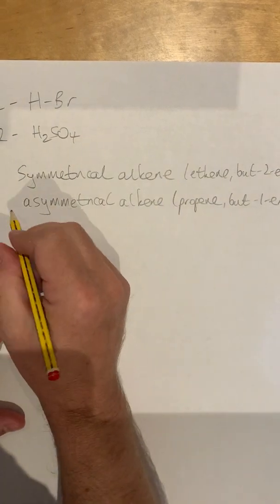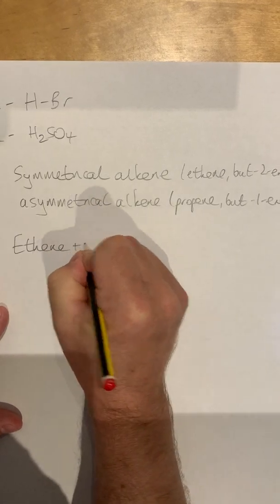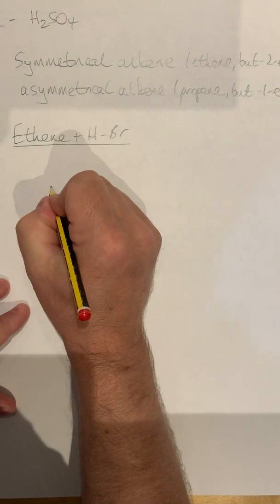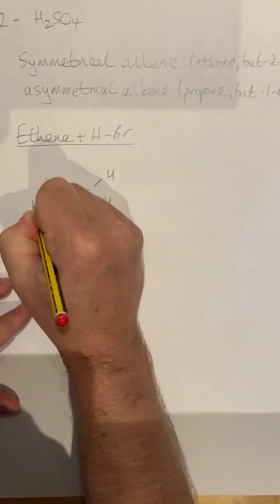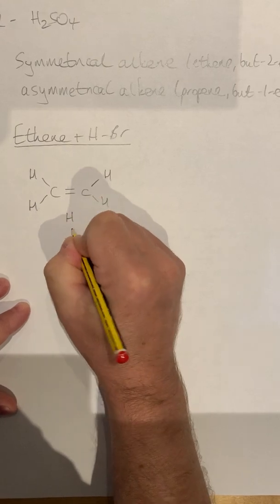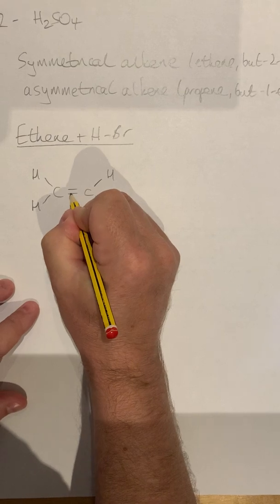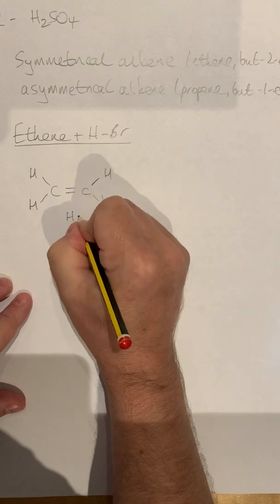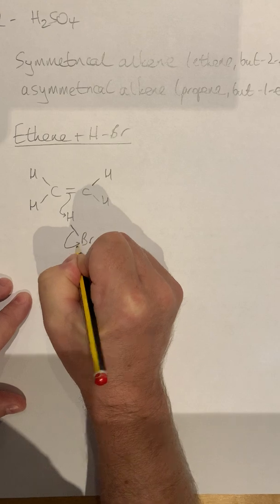Right, so if I take a symmetric alkene, so ethene plus HBr. Right, so I will show the full mechanism, which is what you're supposed to show. So, electrons in the double bond attack the H atom. It's delta positive. You can show it if you wish, you don't have to. So that attacks that, and then that bond breaks.